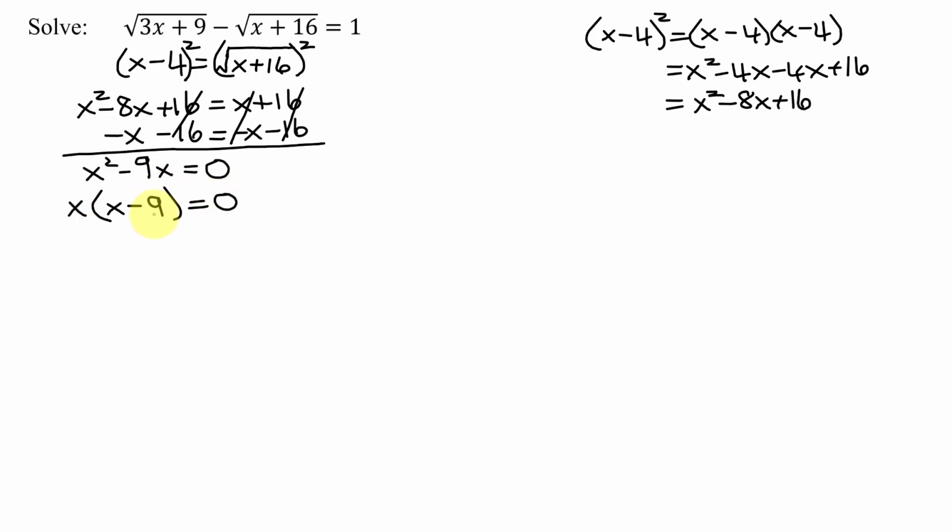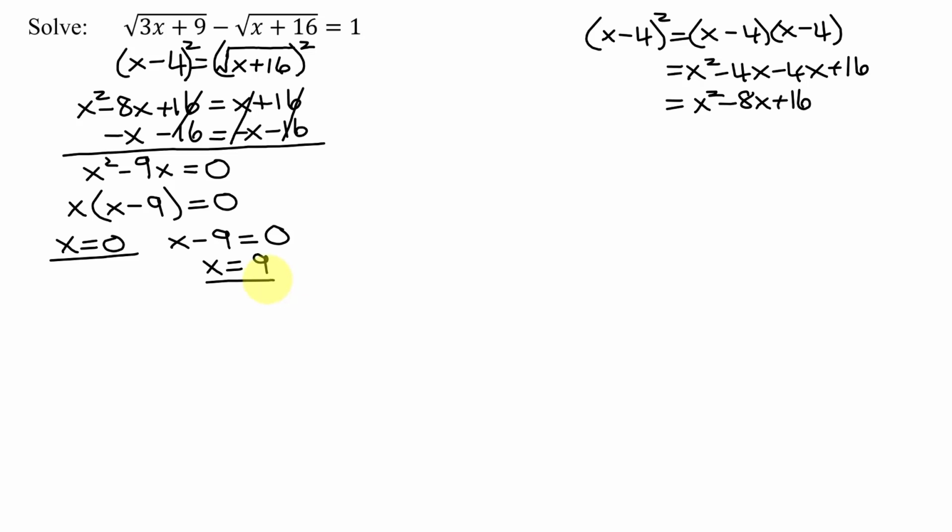Two factors multiplied together equaling 0, set each of them equal to 0, so I get x equals 0 or x minus 9 equals 0. So x equals 0 is one potential solution, and the second one, add 9 to both sides of this equation, you get x equals 9. But don't forget, we're not done. We must check for extraneous solutions.